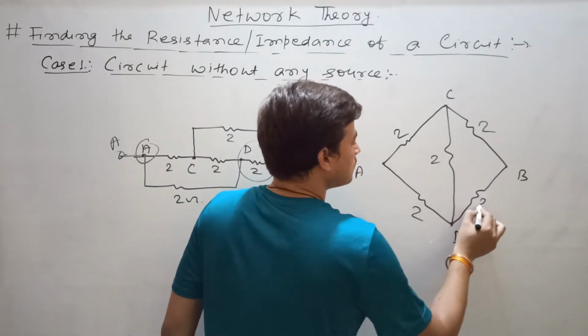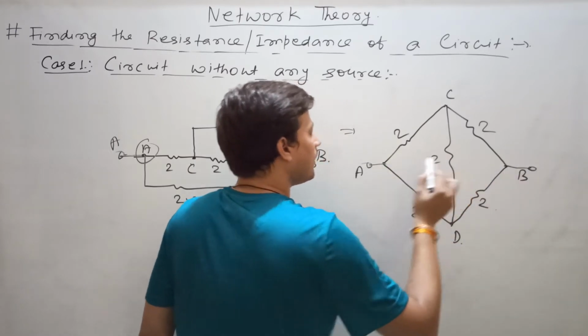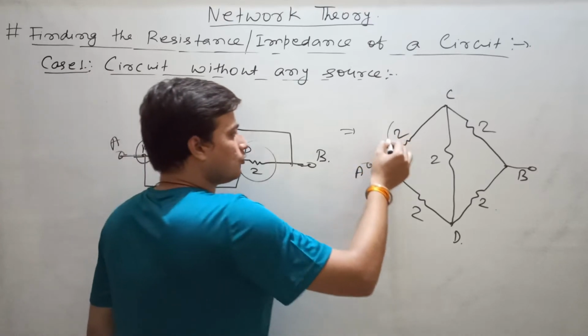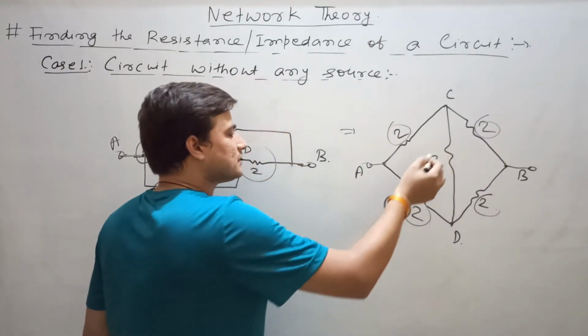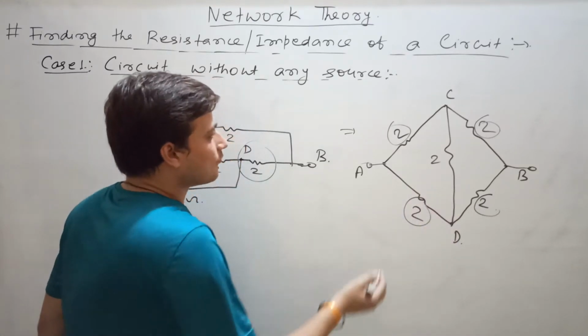Clear? So this is also 2 ohm. Now you have to find the equivalent resistance between A and B. So here you see 2 by 2 is equal to 2 by 2. That means this is a type of balanced Wheatstone bridge. So here what will happen?